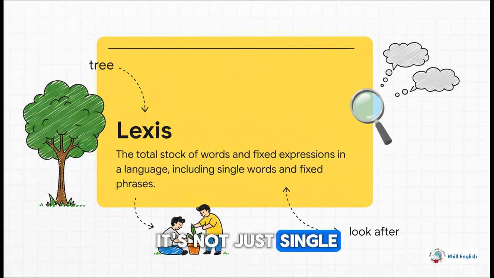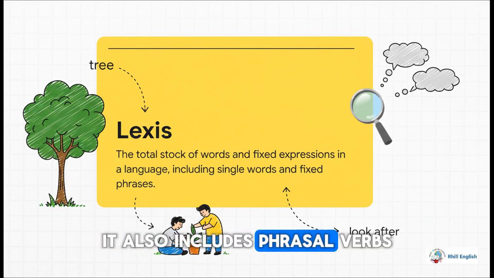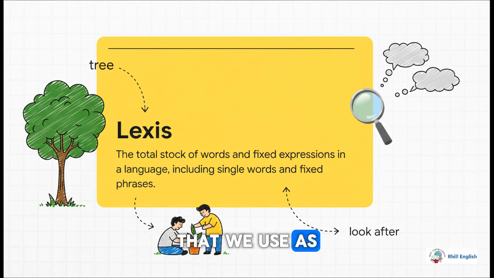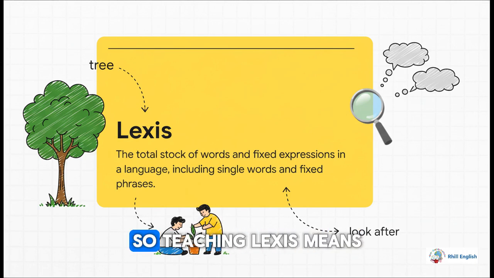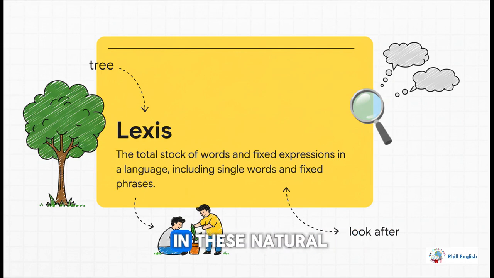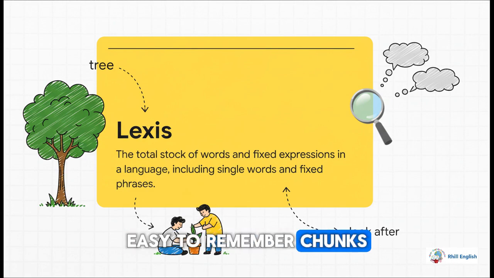It's not just single words like tree. It also includes phrasal verbs, like look after, and even whole chunks of language that we use as one single piece, like by the way. So teaching Lexis means we're teaching the language how it's actually used in these natural, easy-to-remember chunks.